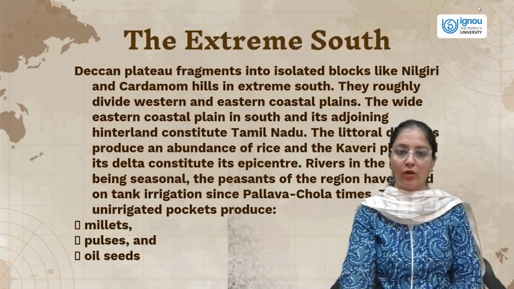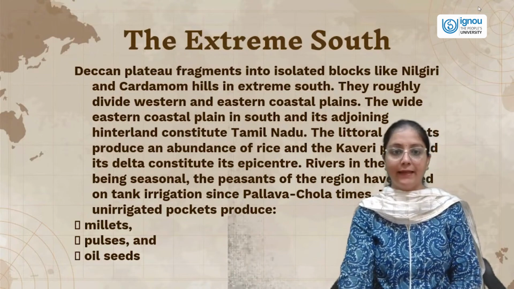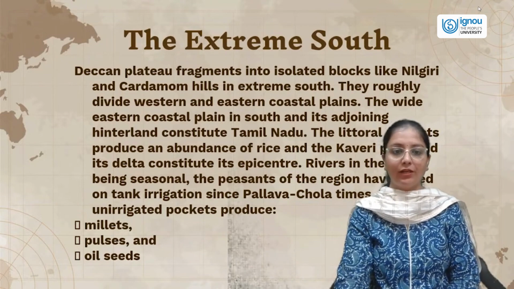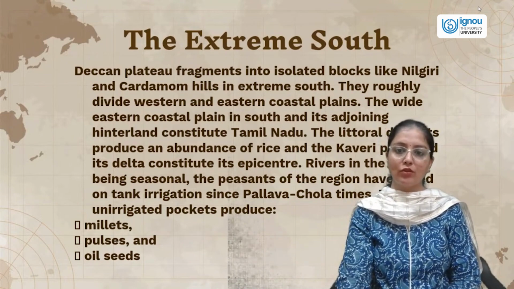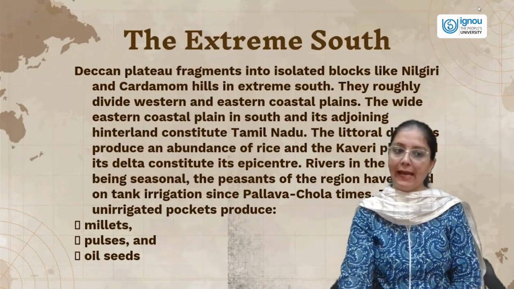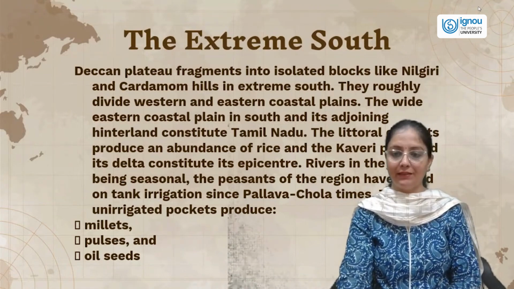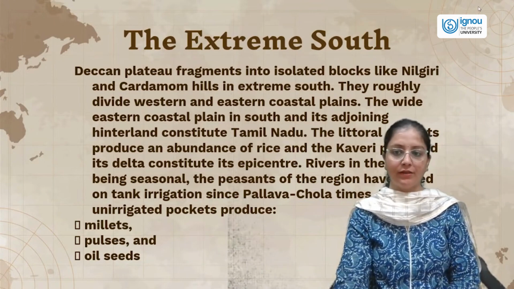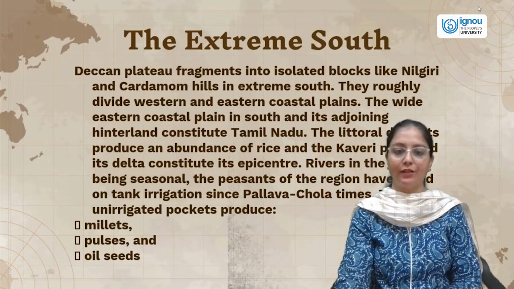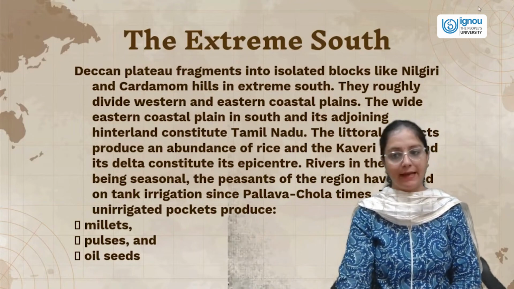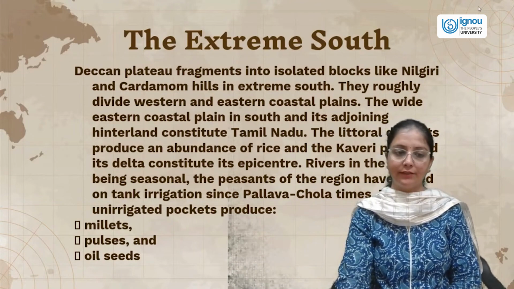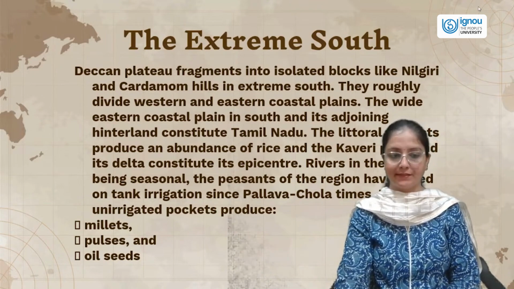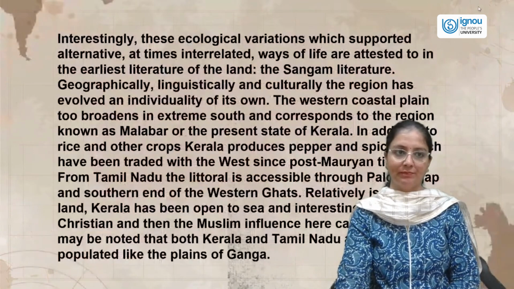The wide eastern coastal plain in the south and its adjoining hinterland constitute Tamil Nadu. The littoral districts produce an abundance of rice. The Kaveri Plain and its delta constitute its epicenter. Rivers in the region being seasonal, the peasants and the region have relied on tank irrigation since Pallava and Chola times, in the 4th, 3rd centuries. The unirrigated pockets produce millets, pulses, and oilseeds.